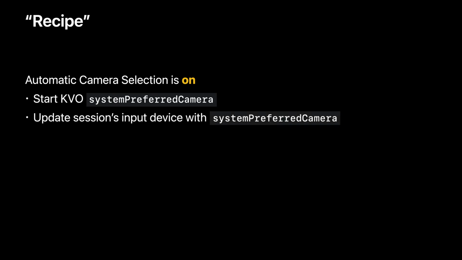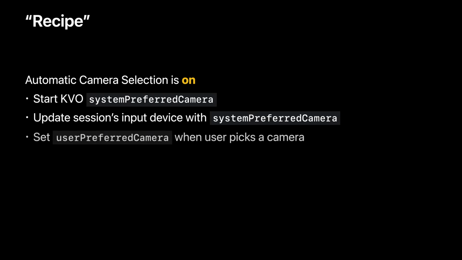When automatic camera selection is on, start key value observing the System Preferred Camera property. Follow the System Preferred Camera whenever it changes by updating your session's input device. In auto mode, we highly recommend still providing options to let users pick a camera by themselves. When a different camera gets picked, set the user preferred camera to that device, which then gets reflected in the System Preferred Camera property value.